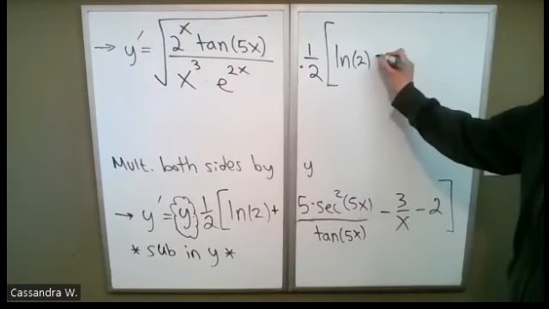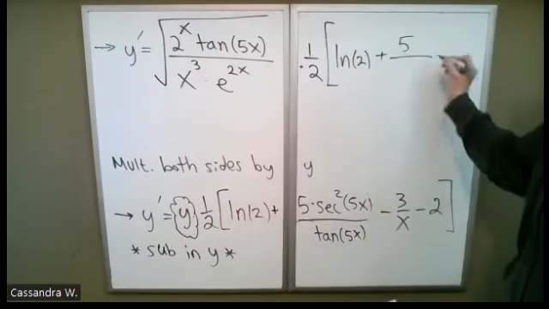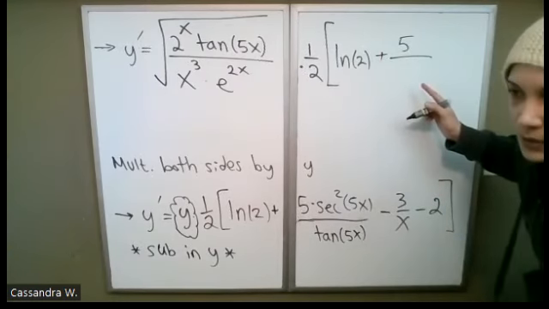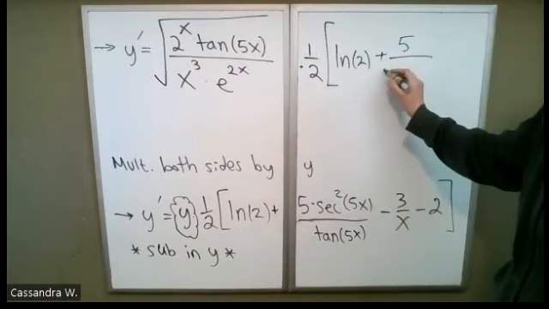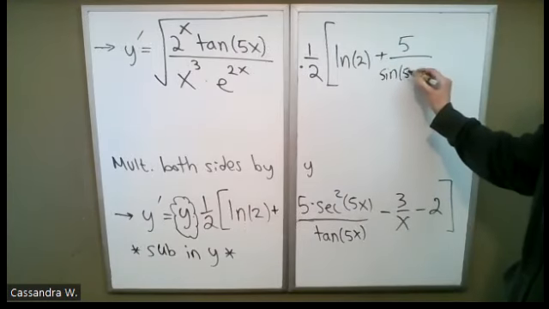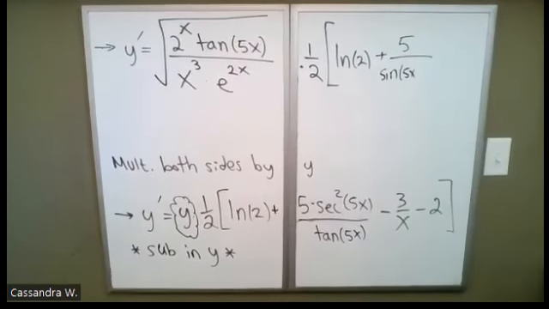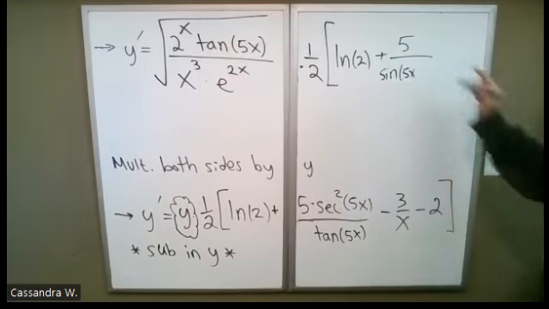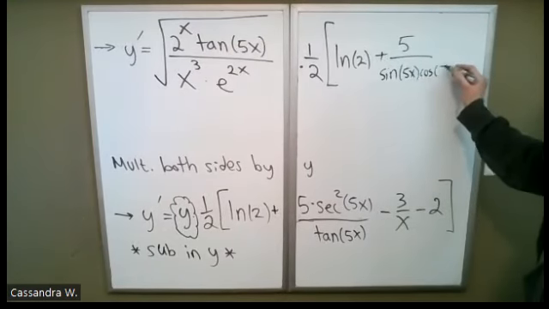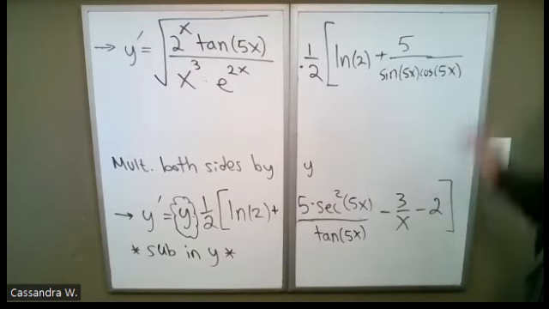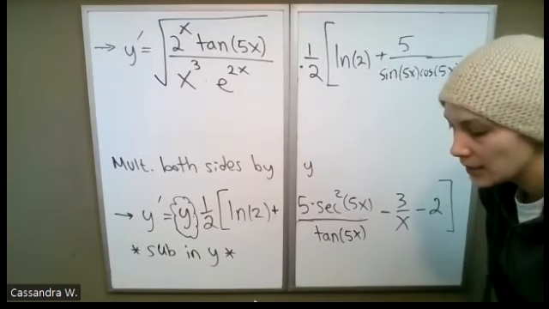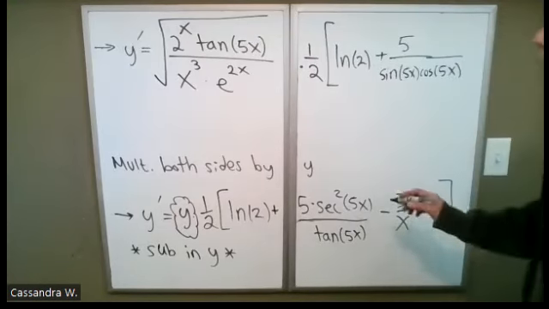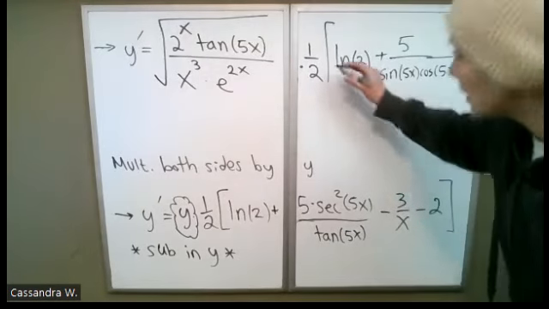Anyway, I just wrote to simplify this as sine of 5x times cosine of 5x. Okay, we're almost done. Okay, you subtract the 3 over x and you subtract the 2, and then that's our answer, which I'm just going to extend.